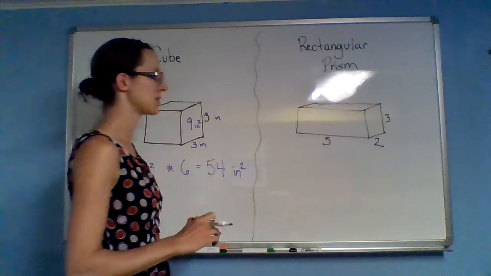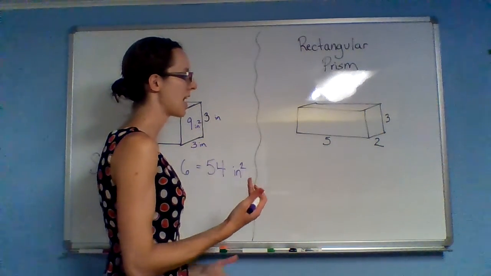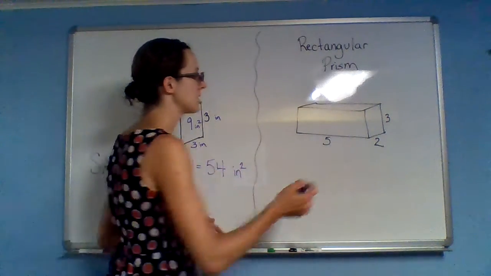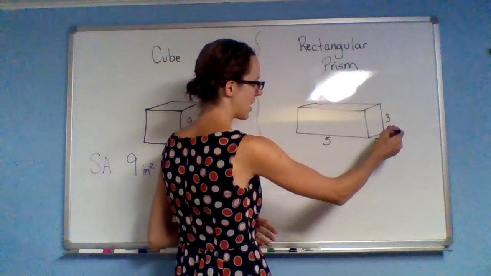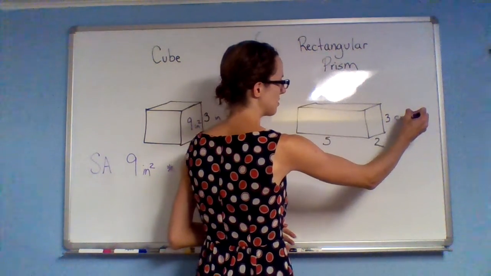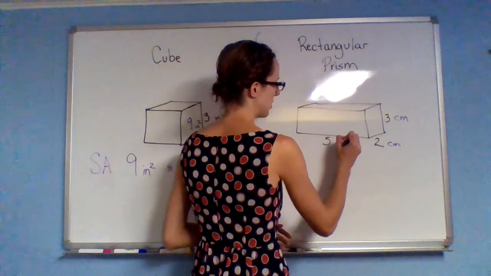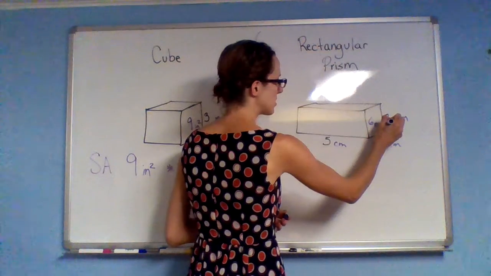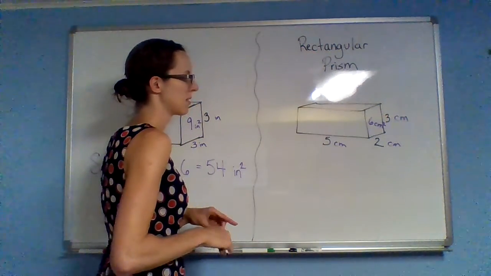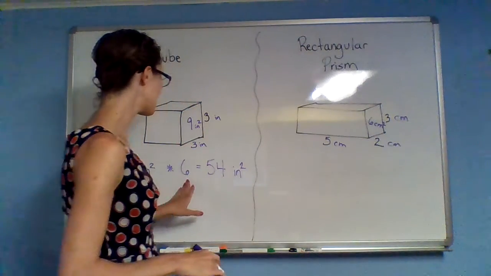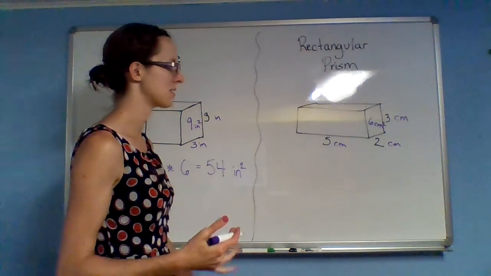In this rectangular prism, I have a couple more problems to do because I actually need to figure out the area of 3 different sides. So for example, this side of the box is 3 by 2, which means this side, let's make these units centimeters, is 6 centimeters squared. I can't just do 6 centimeters squared times 6 like I did with the cube because not all the sides are the same size.